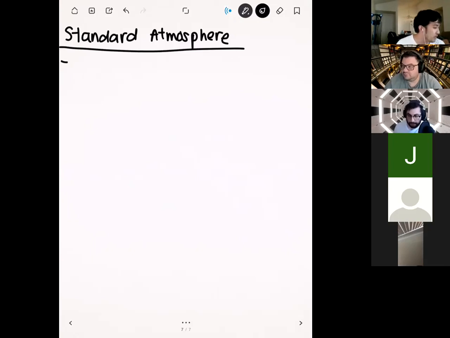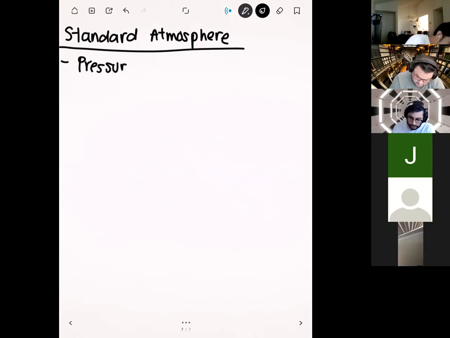So let's keep going. With standard atmosphere, what we're going to be covering here is what is the atmospheric pressure, or what is the pressure of the ambient air around us. So for calculations, a lot of the time, what we assume is that the atmospheric pressure is going to be 0, just because that's really convenient for calculations. But it's not actually 0. The air around us is a fluid, and it's actually exerting some kind of pressure on us.